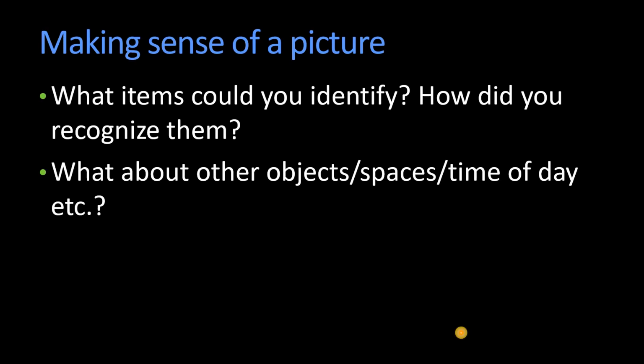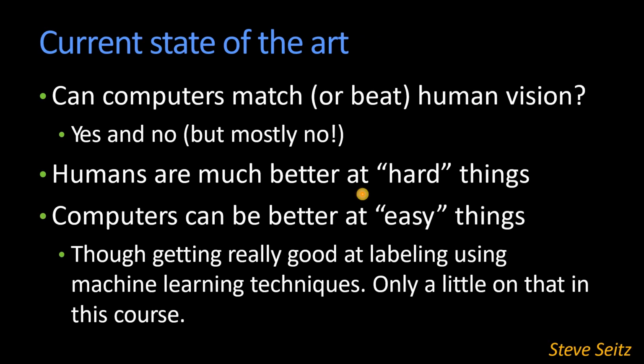So what we can do is identify many items there and try to recognize them, but it is not easy to detect the time of the day or the space or the objects all the time. We will see a little bit about the current state of the art. As I explained earlier, state of the art means the current state of this field. So can computers match human vision, or can they be better than human vision? This is a typical question asked in many places online also.